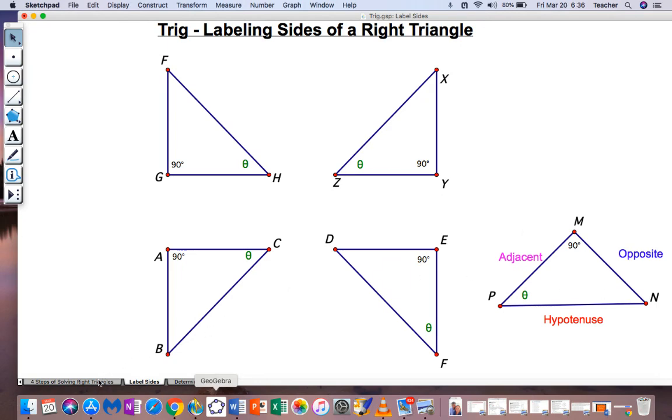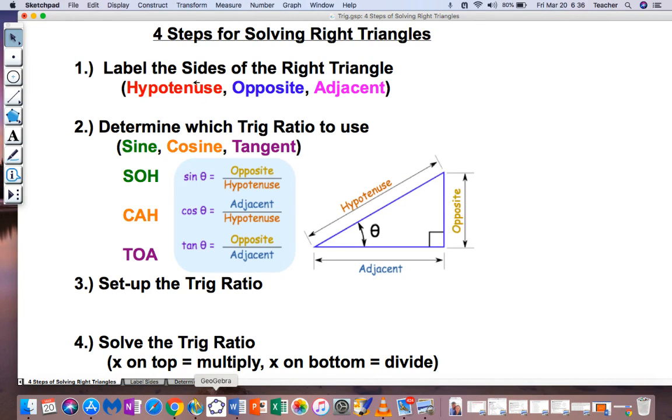So that is step number one, the label part of the trig. Label the sides of the right triangle, one of these three. Okay, so that is step one. We're going to do 4 videos on this, one for each step. That is step one.